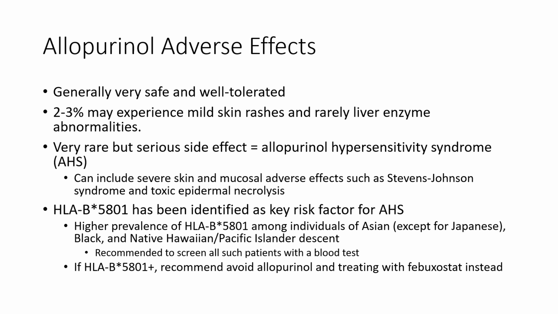The HLA-B5801 genetic marker has been identified as a key risk factor for AHS and exists frequently in Asians, except for Japanese, Blacks, and Native Hawaiian and Pacific Islander descents. We screen all such patients with a blood test, and if positive, we avoid allopurinol and use febuxostat instead.